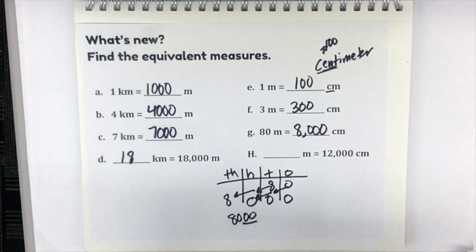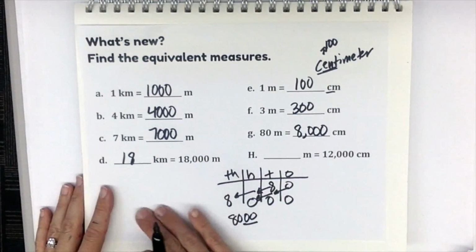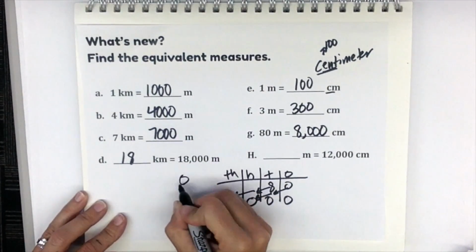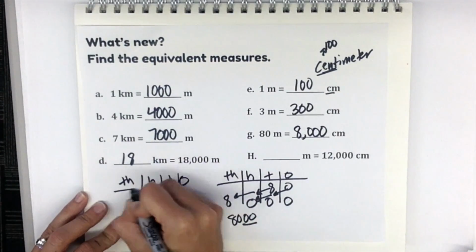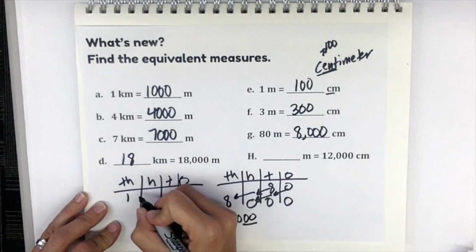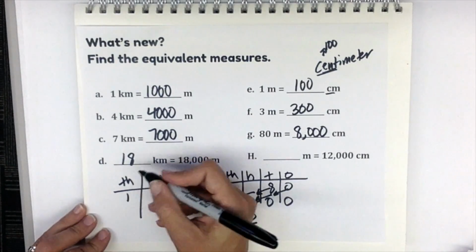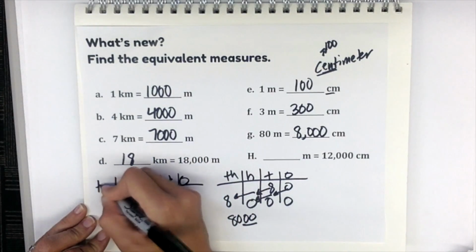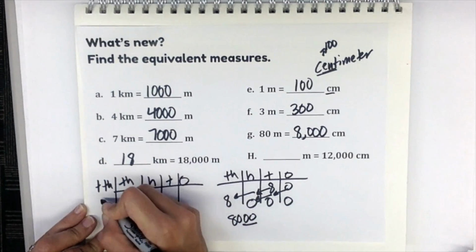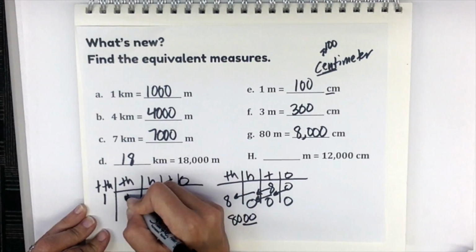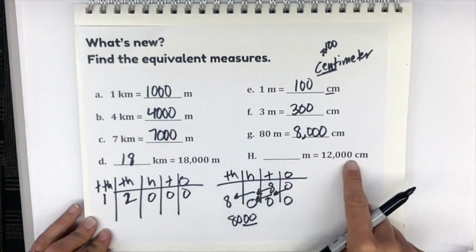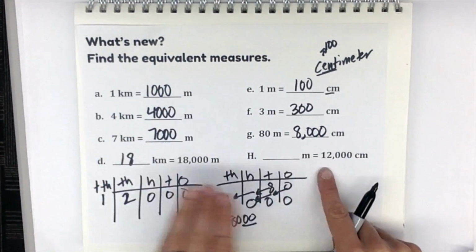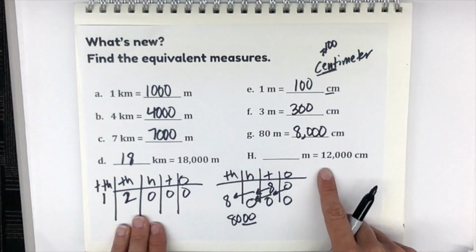12,000 centimeters to meters. So now we're going the other direction. I'm going to use this space over here. So I have my ones, my tens, my hundreds, and my thousands, okay? So we have 12. Well, I have to add my 10,000s, whoops, 10,000. So we have 1 10,000, 2,000, 0, 0, 0. So we're just placing it on our place value chart.